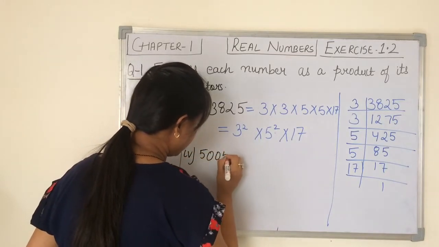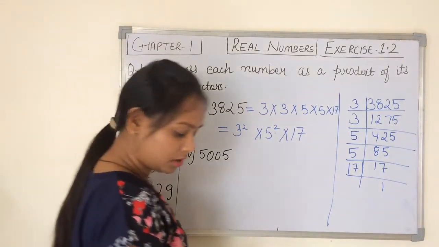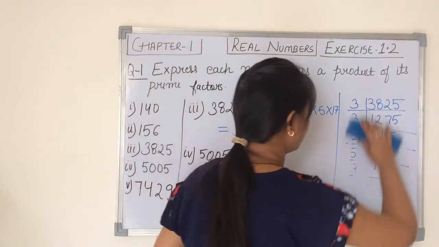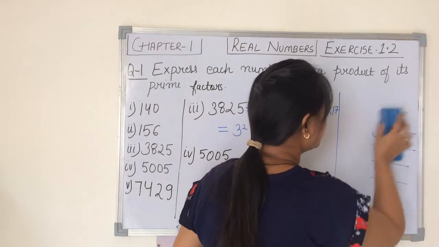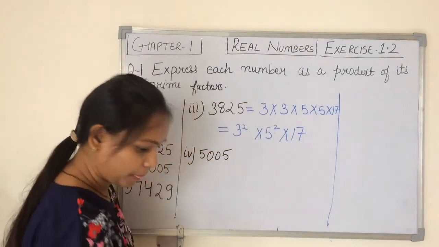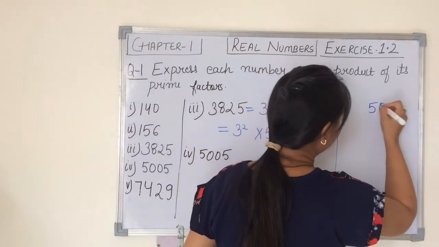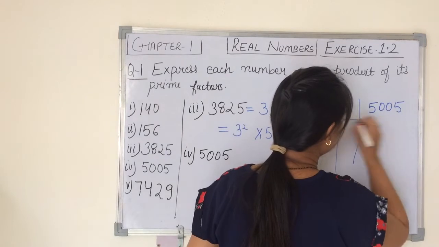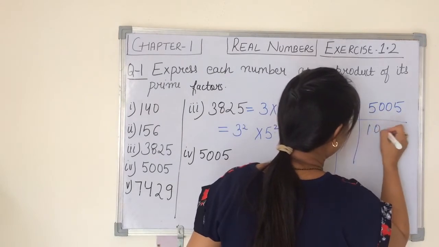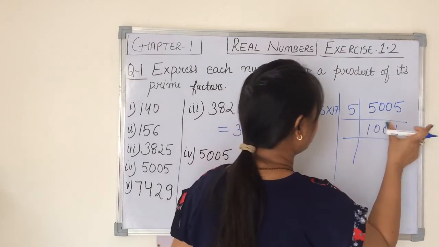Fine. Now come on to the second last part. This is 5005. Fine. It is clearly visible that 5005 has 5 at its unit place. So when 5 is at the unit place, therefore it is divisible by 5. Let's start. 5005. How many times will it get cancelled? 1001. It is not divisible by 2, not by 3, not by 5.